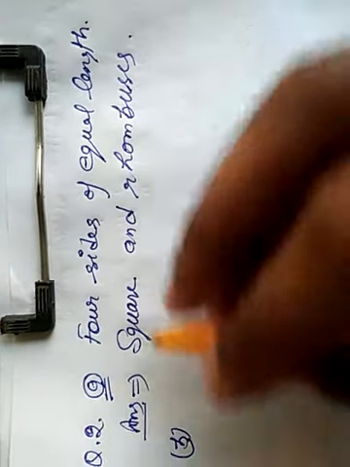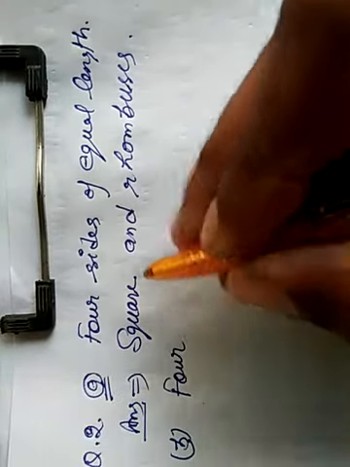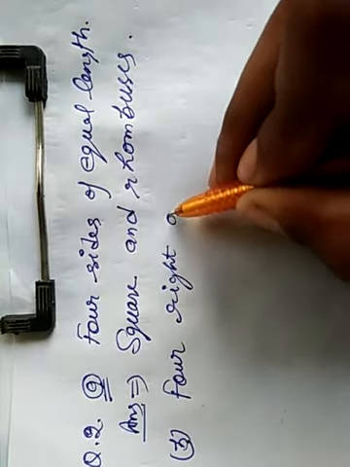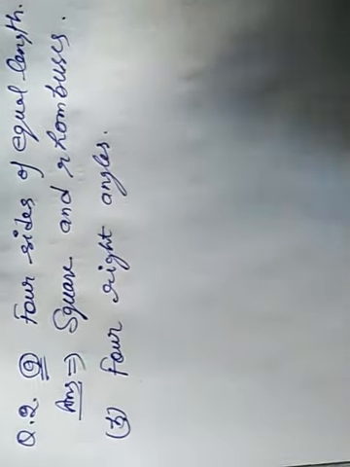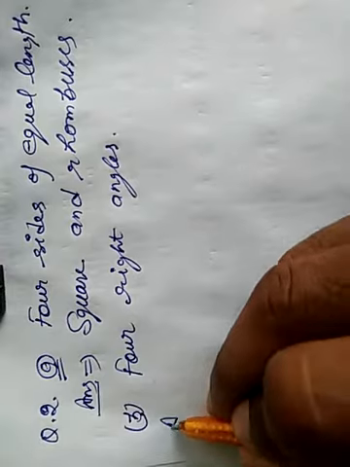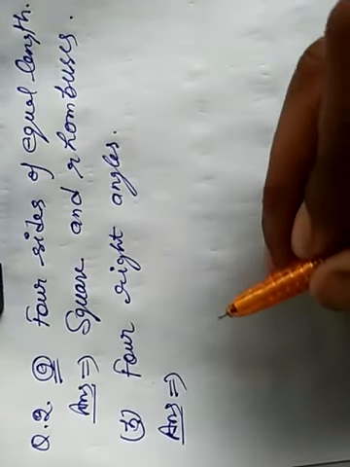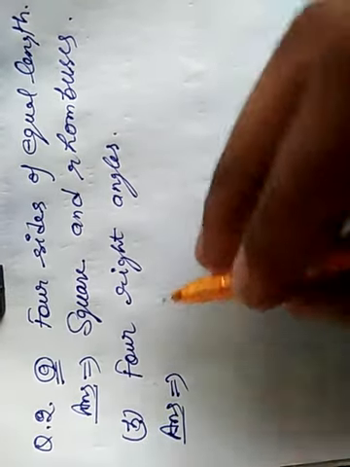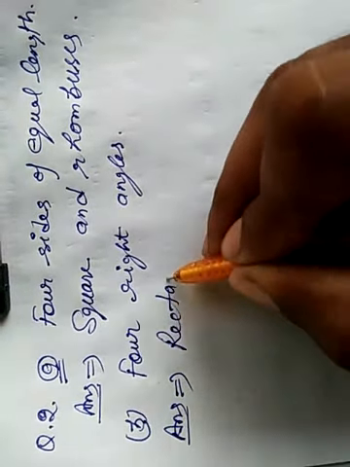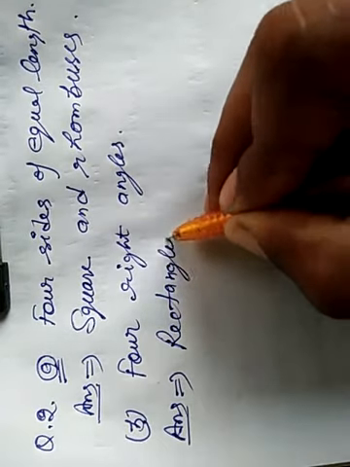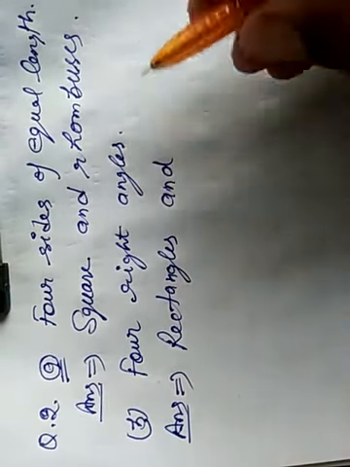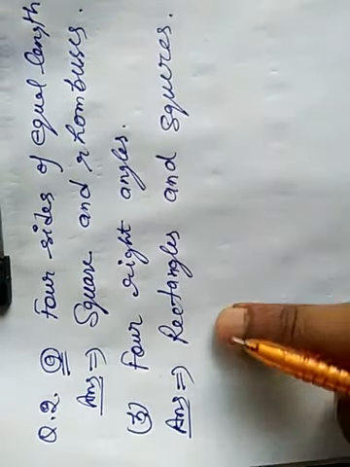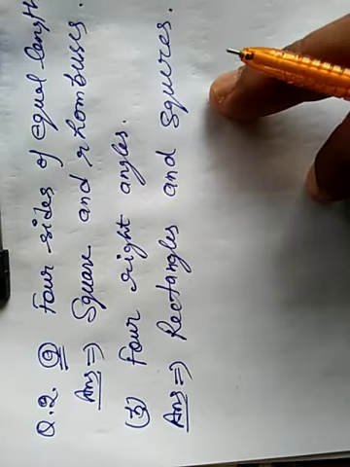And after this, B part is 4 right angles. So the answer is, you know very well, rectangles have 4 right angles and squares also. So rectangles and squares. Clear, students?